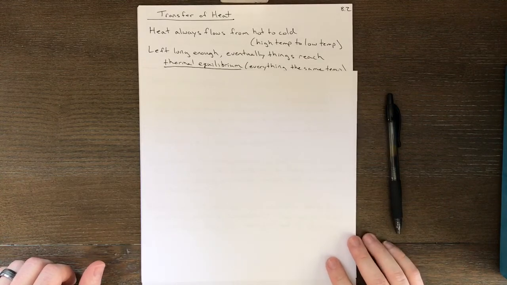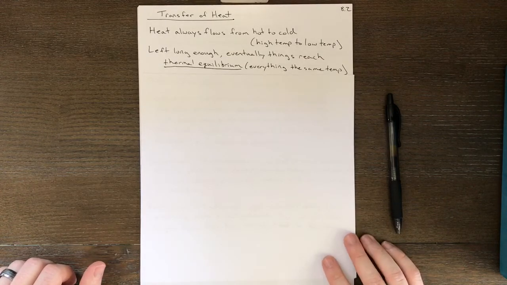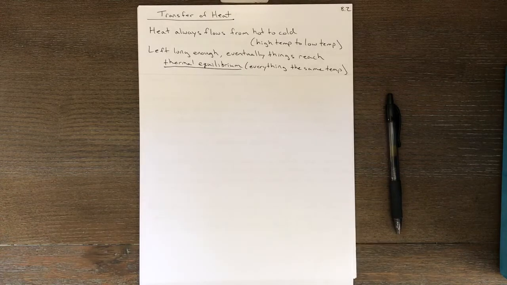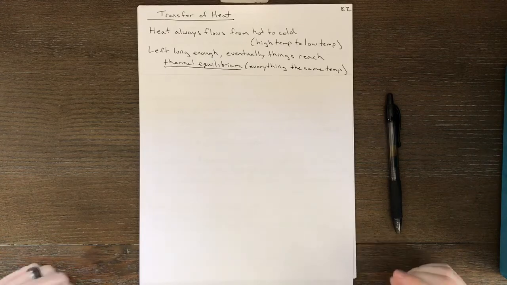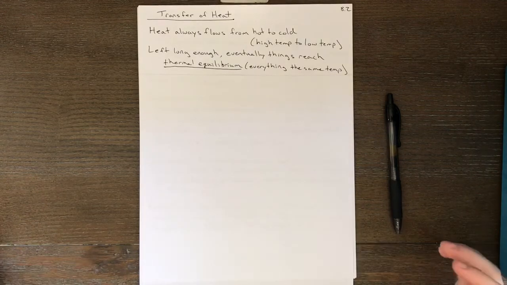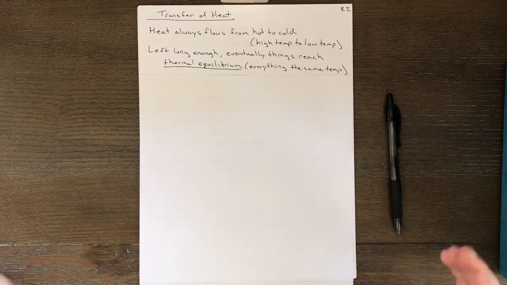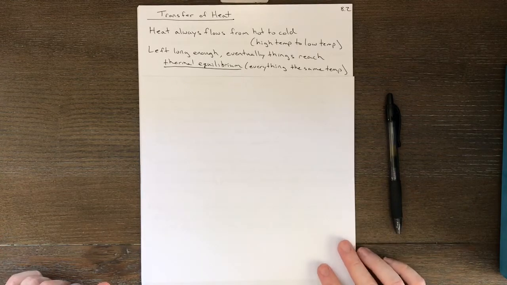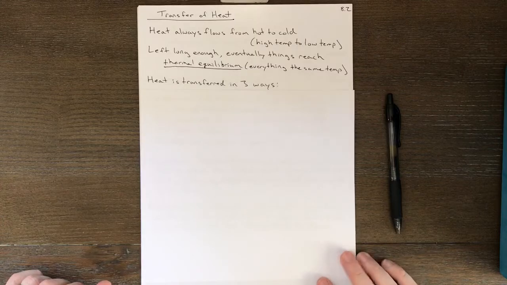And if something's left long enough, if you've got a bunch of things at different temperatures and you leave them alone, eventually things reach thermal equilibrium. The hot things give their heat to the cold things until everything is the same temperature. If everything's the same temperature, heat's not going to flow. There isn't a hot object or a cold object. They're all the same, so they stop trading heat energy.